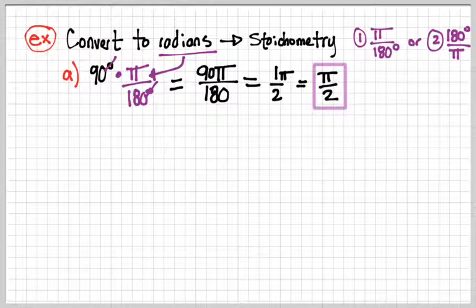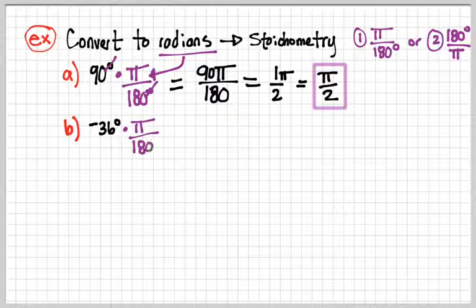Now, let's do another one. Let's say, instead of giving you 90, a nice angle like that, let me give you negative 36 degrees. Think about which ratio you're going to use. If you're going to radians, radians needs to be on top. Pi over 180. Again, same ratio as before. You'll get degrees cancel, so we get negative 36 pi over 180.